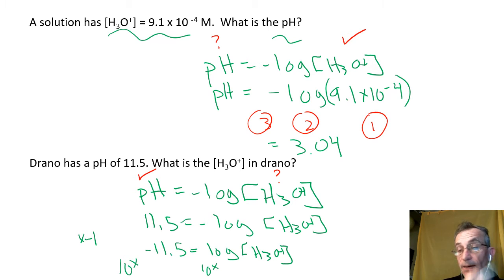All right. So what'll happen, and I'll show you how to do this on your calculator in just a minute, I promise. The way that we're going to get rid of log is you're going to do 10 to the x, and 10 to the x will cancel out log. So I kind of ran out of room here, I'll put it up here. This is what you'll end up with: 10 to the negative 11.5 equals the amount of hydronium ion.